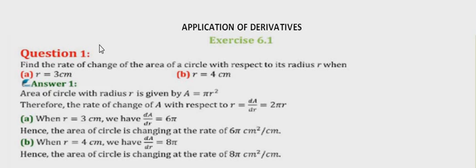Now it is asked when the radius becomes 3, at that time what is the rate of change of its area. So you have to put r equals 3 here, so 2 pi into 3 is 6 pi. So this is the first part. When the radius becomes 4, then put r equals 4 here. So this is the second part.